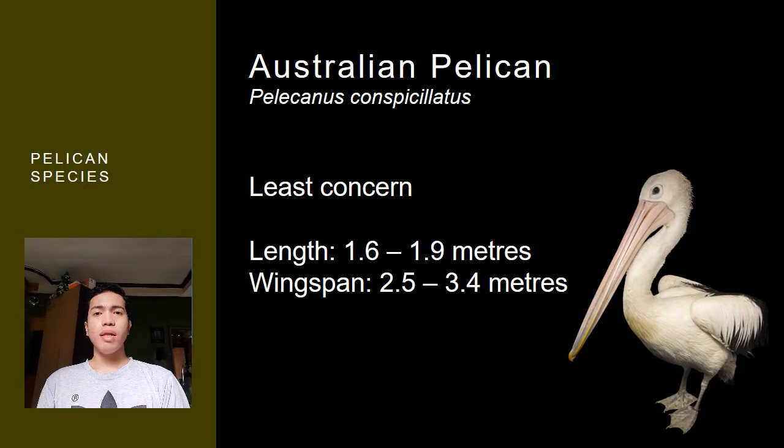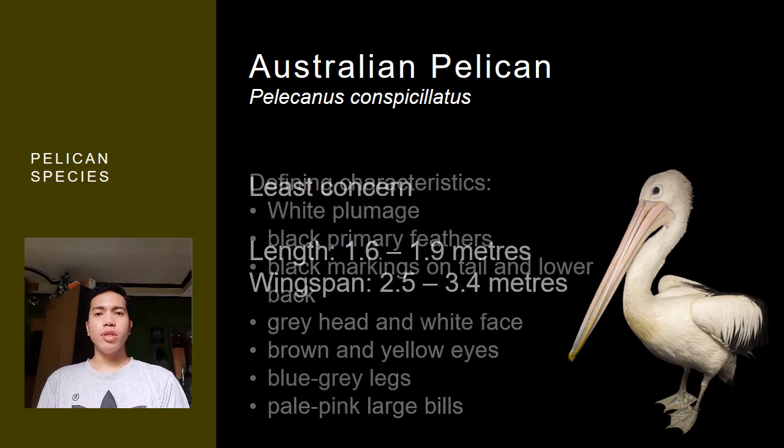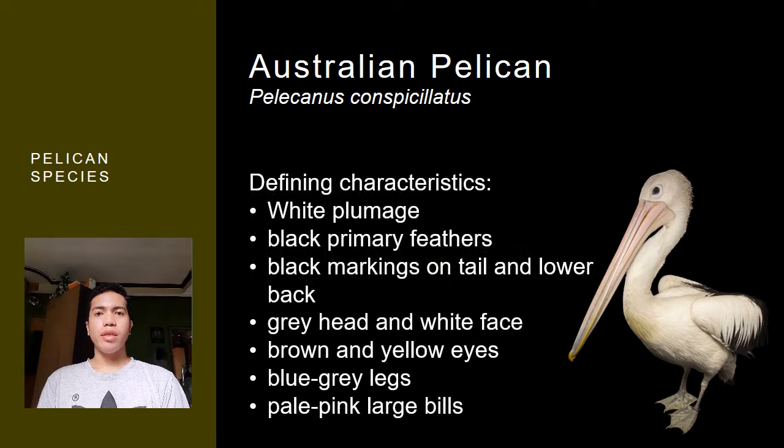So the Australian pelican, or Pelecanus conspicillatus, is a bird that can grow to about 1 to 1.9 meters, and their wingspan is about 2.5 to 3.4 meters. They can be distinguished by their white plumage, black primary feathers, and black markings on the tail and lower back. They have a gray head and white face. Their eyes are yellow to brown, their legs are blue to gray, and finally, they have pale pink large bills.